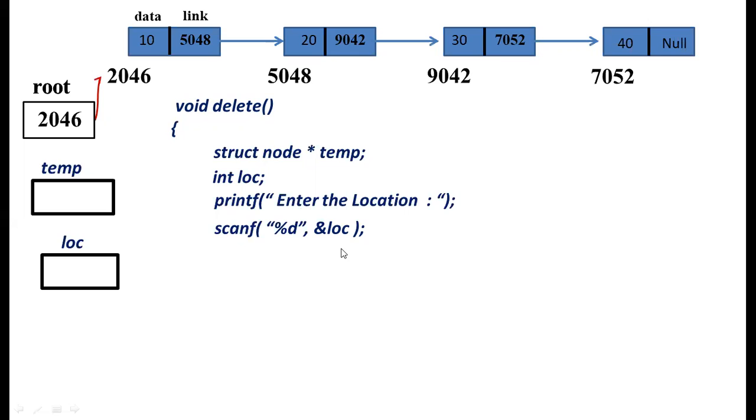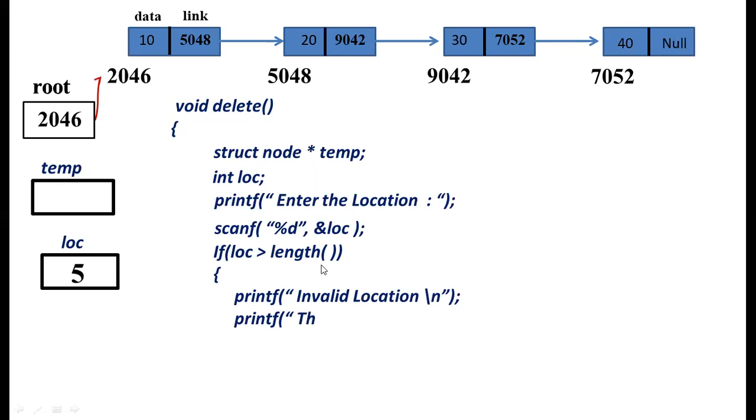Suppose you have given the location value as 5. Since the maximum number of nodes in this particular case is only 4, if the location we entered is greater than the length of the list, here we are calling the length function directly, or you can store it in another variable separately, that is len is equal to length. For that you need to declare one more variable, len.